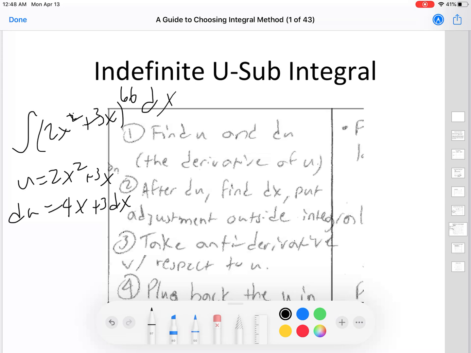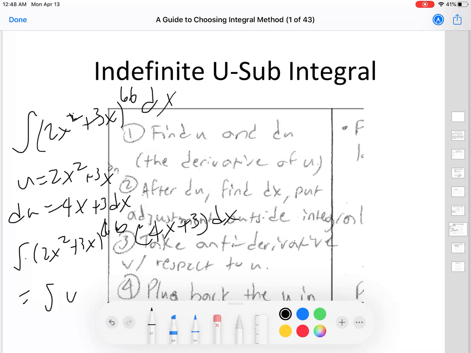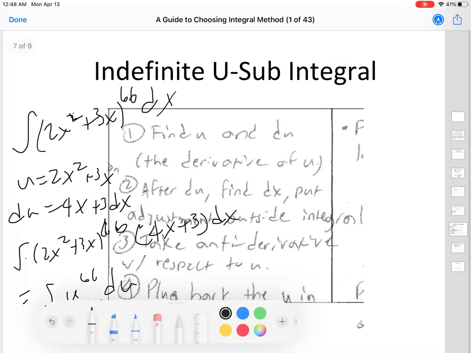You want to make sure that you're taking the antiderivative then with respect to u and then plug the u back in. So, realistically, I think with the example that I made up, I'd probably give you something like, and then I would have the du on this one, like the 4x plus 3 dx. So that way you could just write this integral as u to the 66th times du. And then you could just do that antiderivative with respect to u.